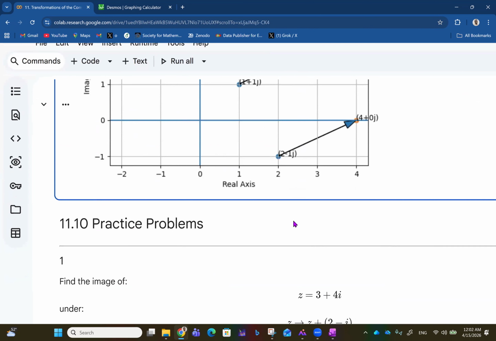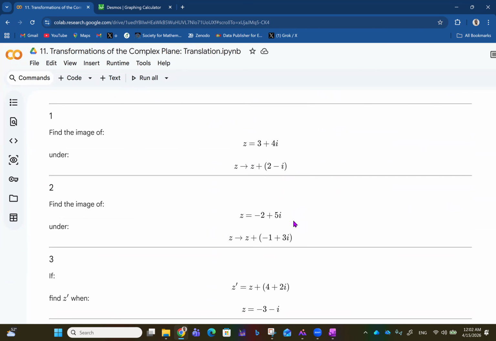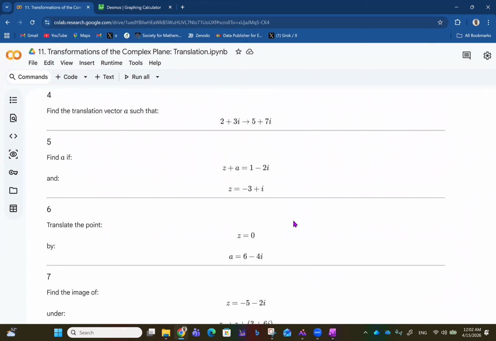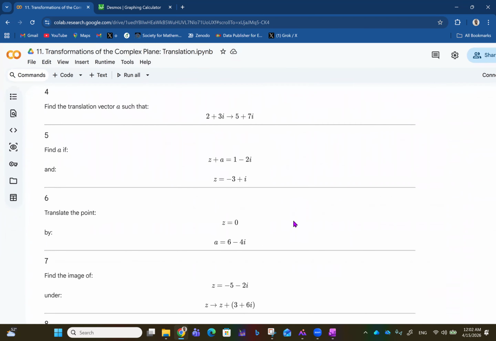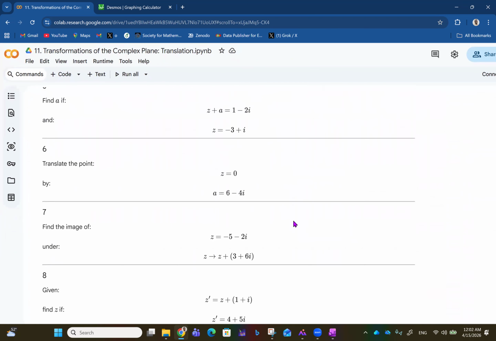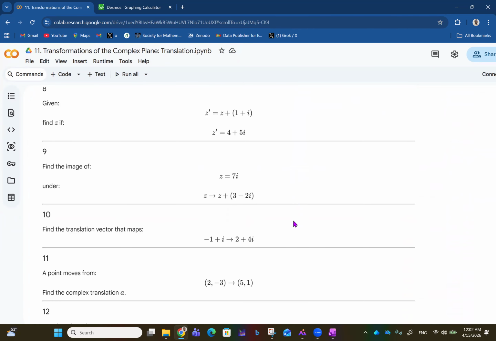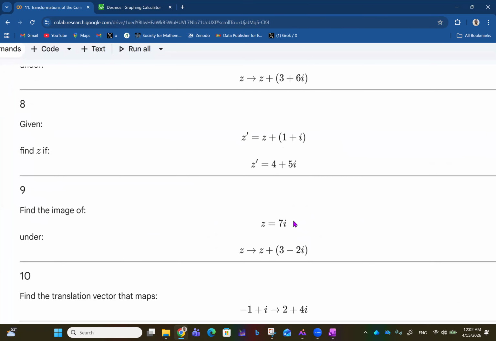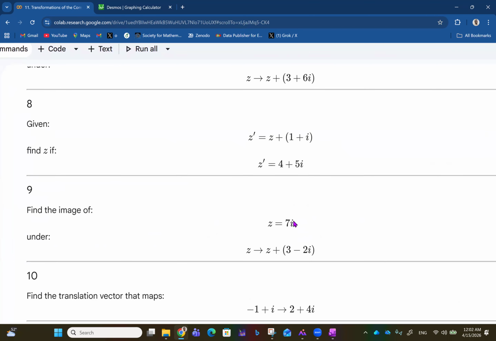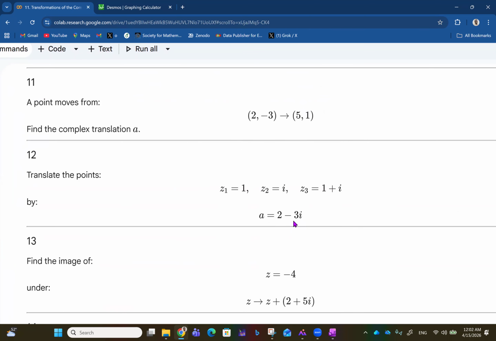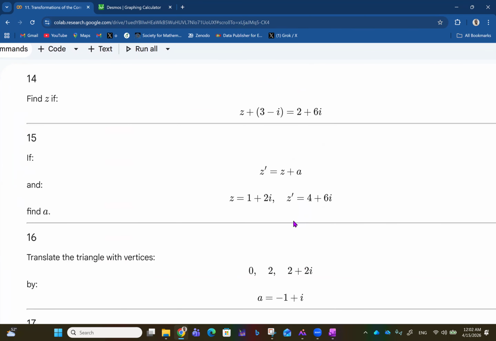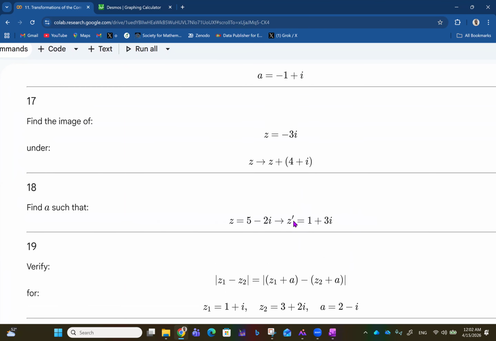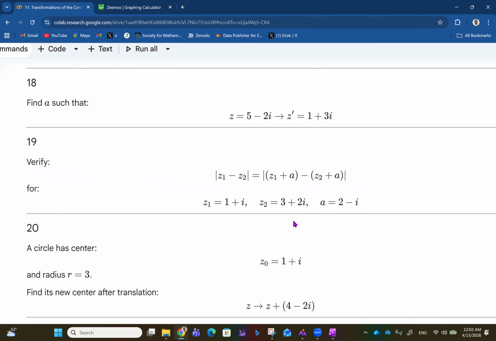Don't forget to try your hands on the practice problems. I have 1 to 3 questions, 1 to 3 here, then 4 to 7, 4 to 7 like this, then 8 to, let's say, 8 to 10. I think I answered 10, right? Then 11 to 13, 14 to 16, 17 to 19. Okay, then I just show 18 to 20.